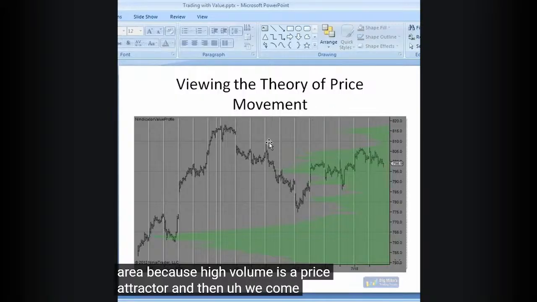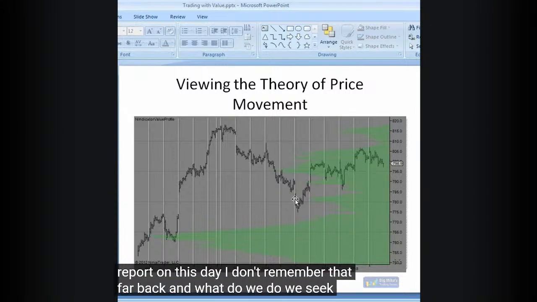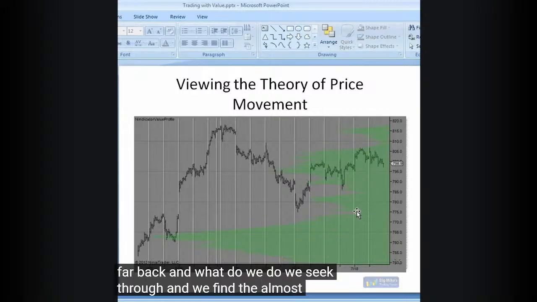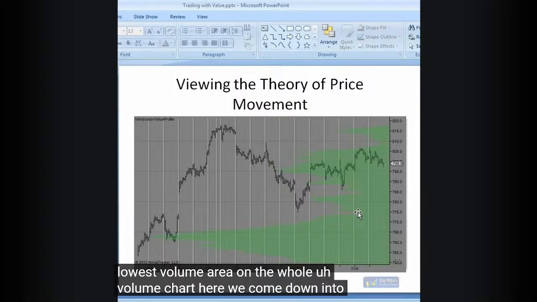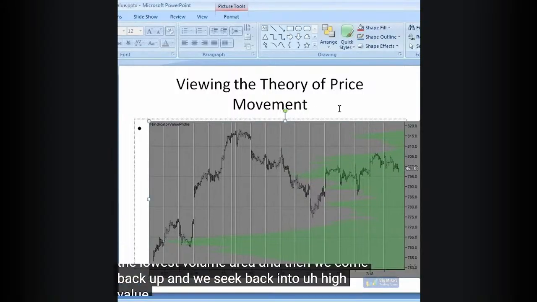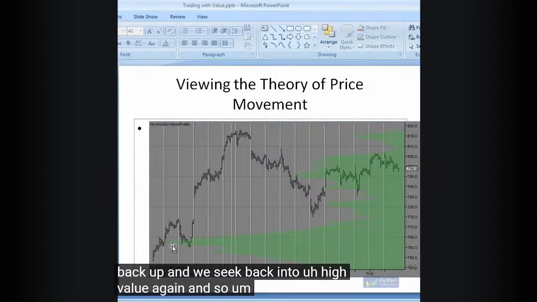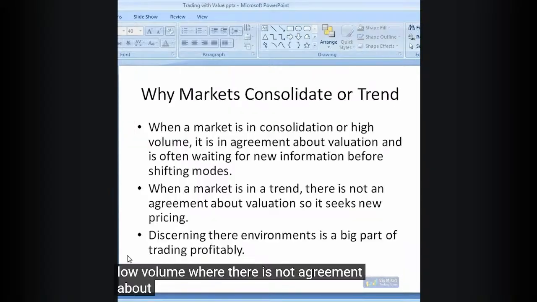And then we come into this next day, and we start seeking value elsewhere. We probably had a report on this day. I don't remember that far back. We seek through, and we find almost the very lowest volume area on the whole volume chart here. We come down into the lowest volume area, and then we come back up and we seek back into high value again. And so this is the principle: you move towards high volume, and you tend to get rejection in low volume where there is not agreement about price.